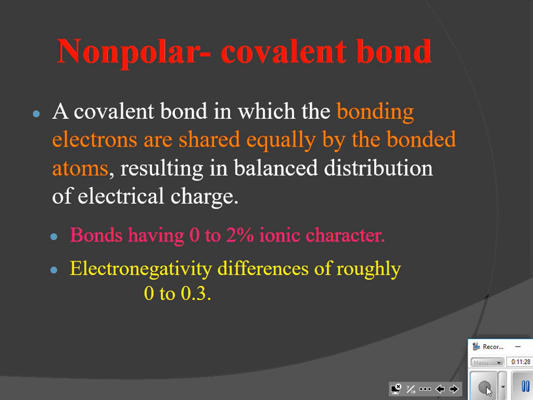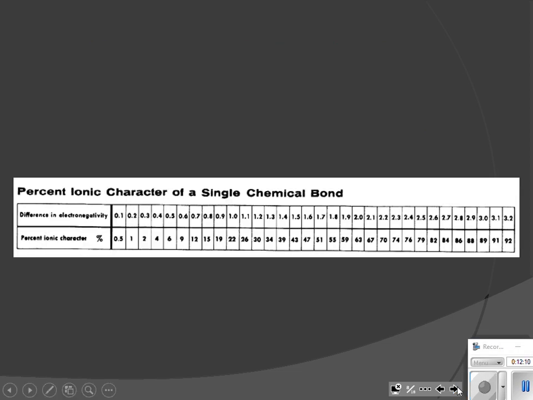Now, those bottom two bullets, these are numbers you need to remember, you need to know. And the first one, ionic character, means how ionic is this? Obviously, if it's a non-polar covalent bond, it's not very ionic, is it? So anywhere from 0 to 2% ionic character. What does that mean to you? Flip your periodic table to your backside. There is a chart that looks like this. Find that chart. The percent ionic character in a single chemical bond.